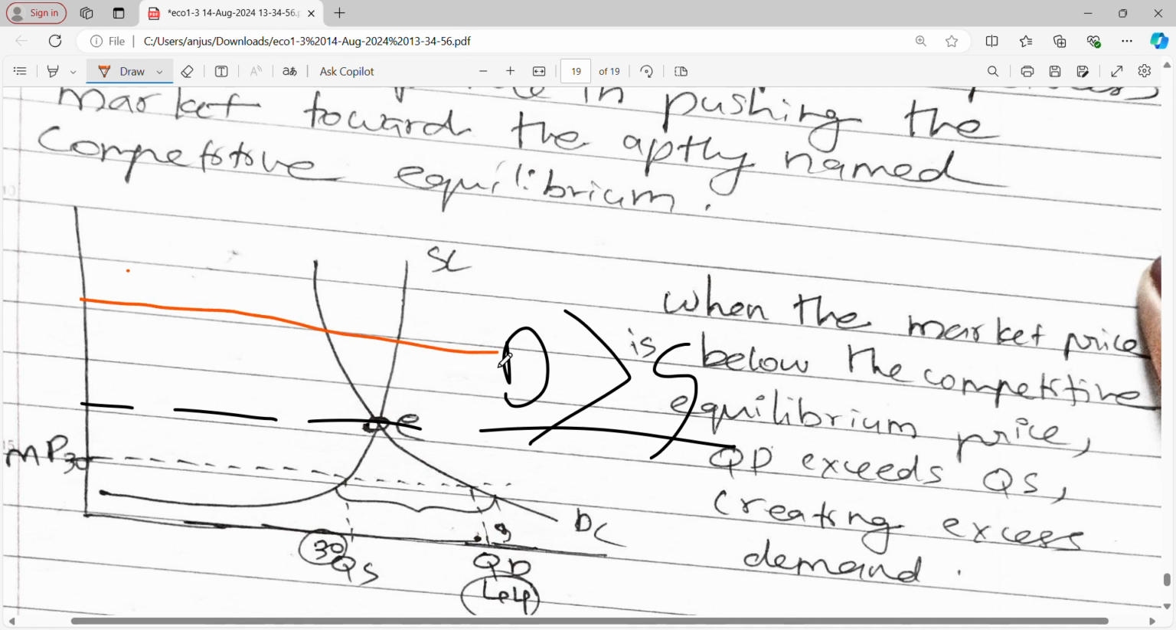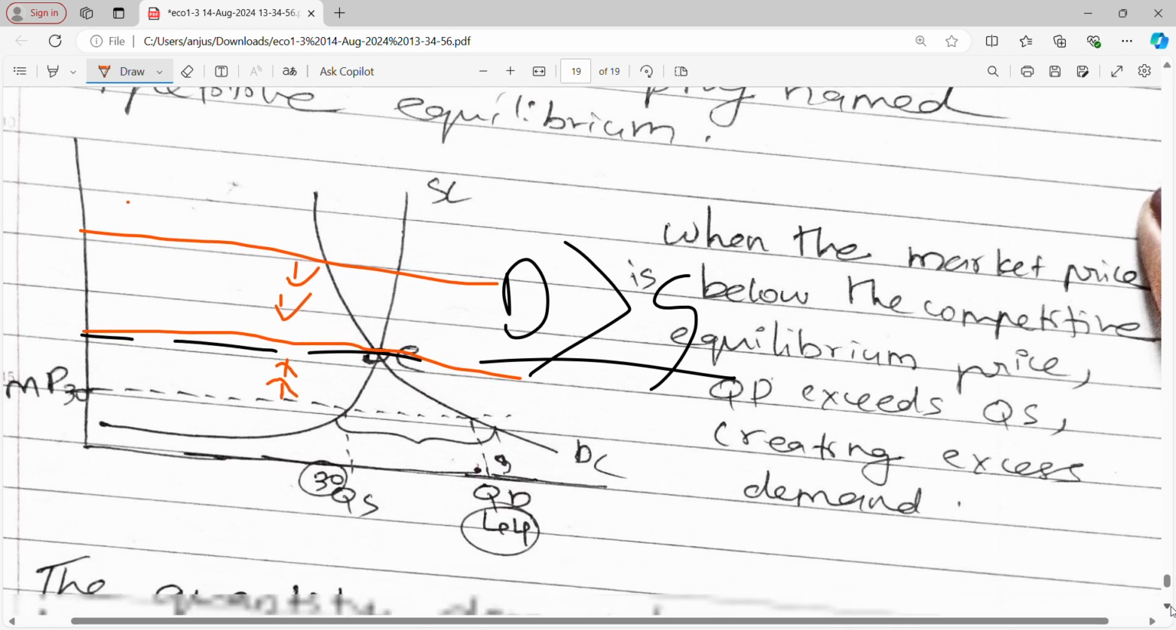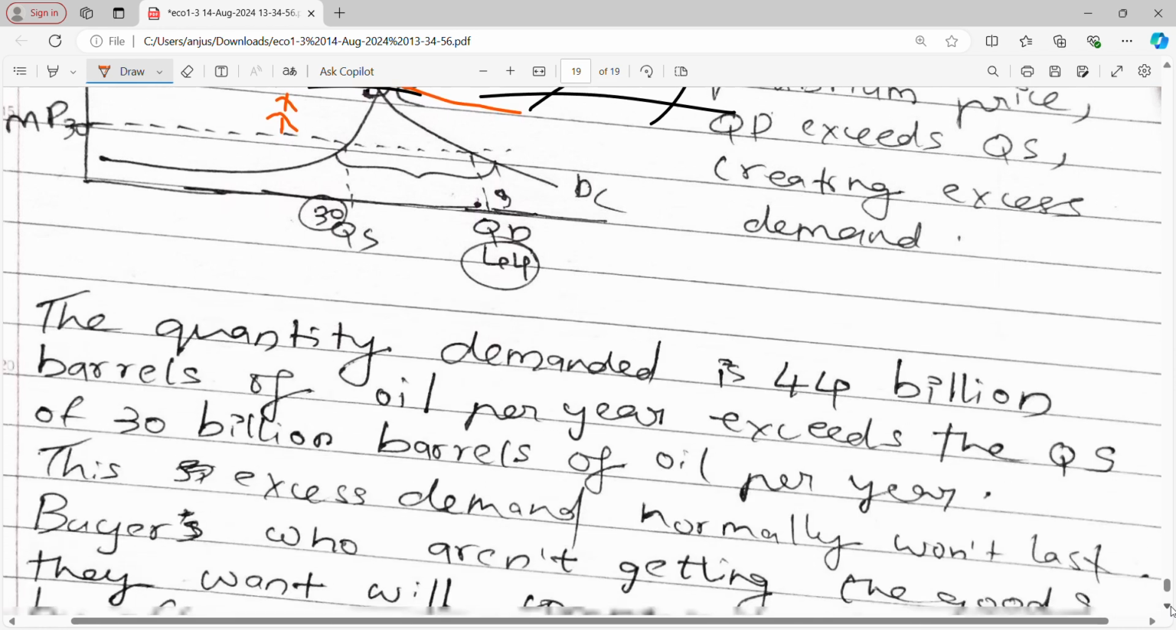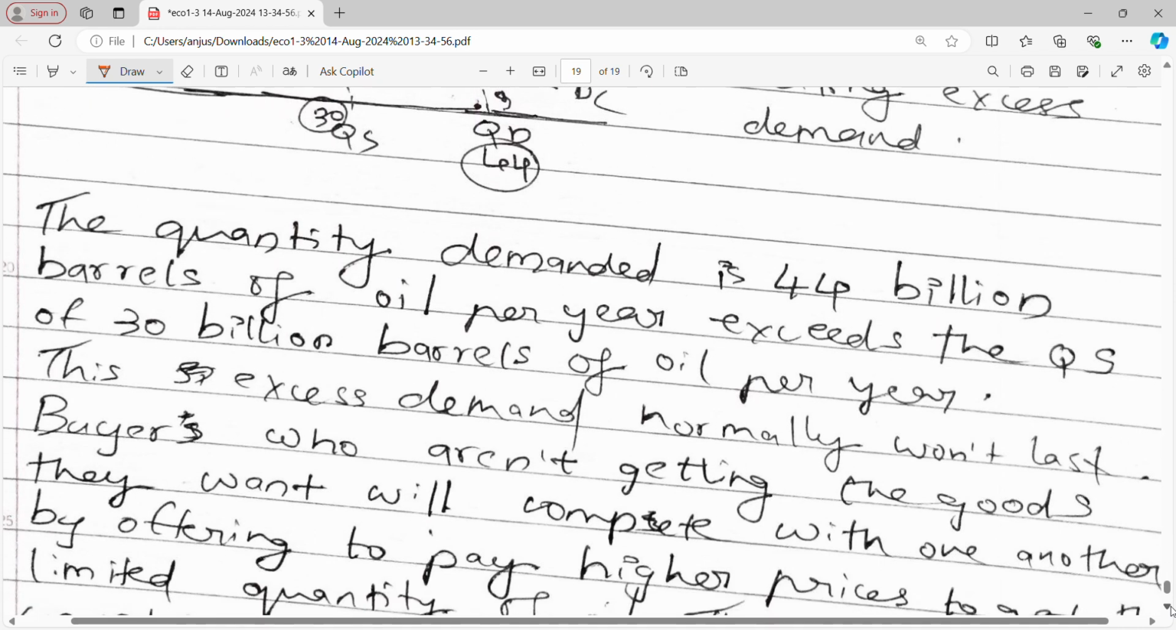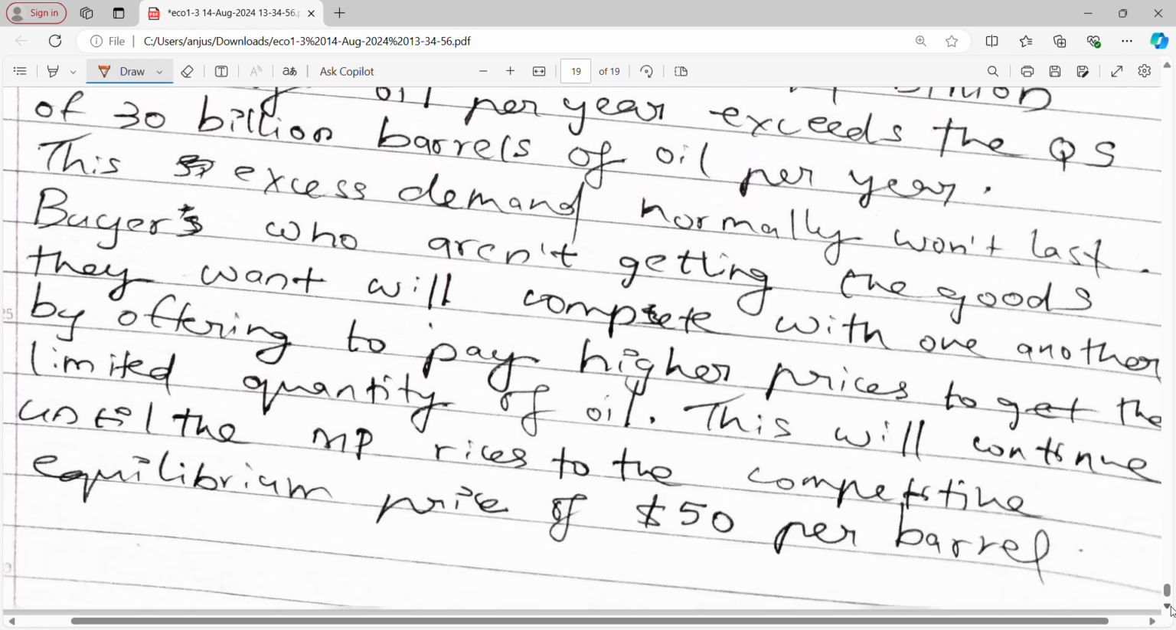In the case of excess supply, first the supply was here, so no one is buying and it is expensive to store the oil, so they will cut down the prices and it will reach this point. And in the case of excess demand, they will increase the price, because everyone is ready to pay more to get this particular good.